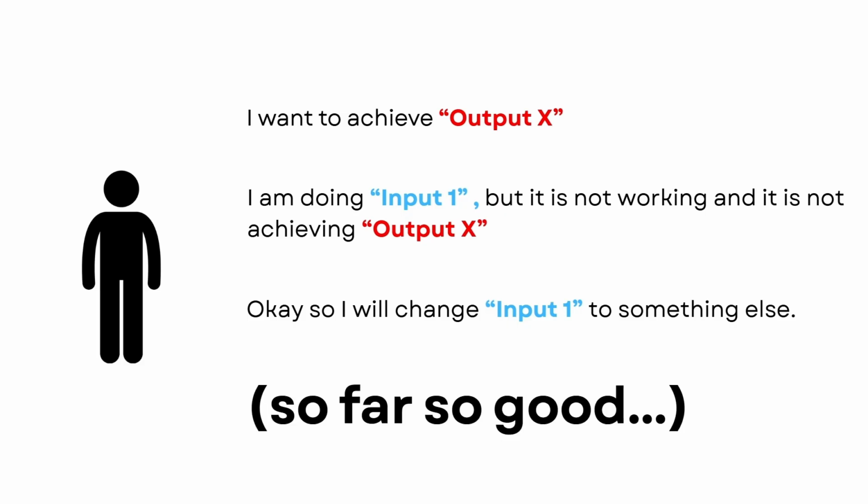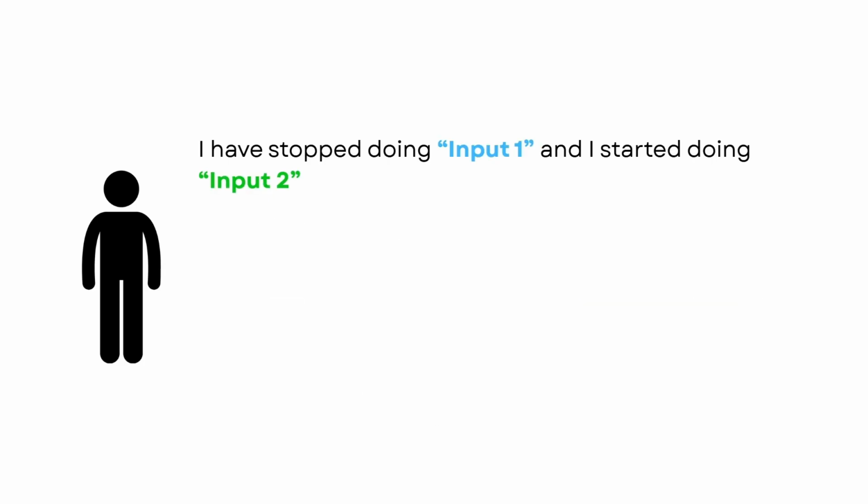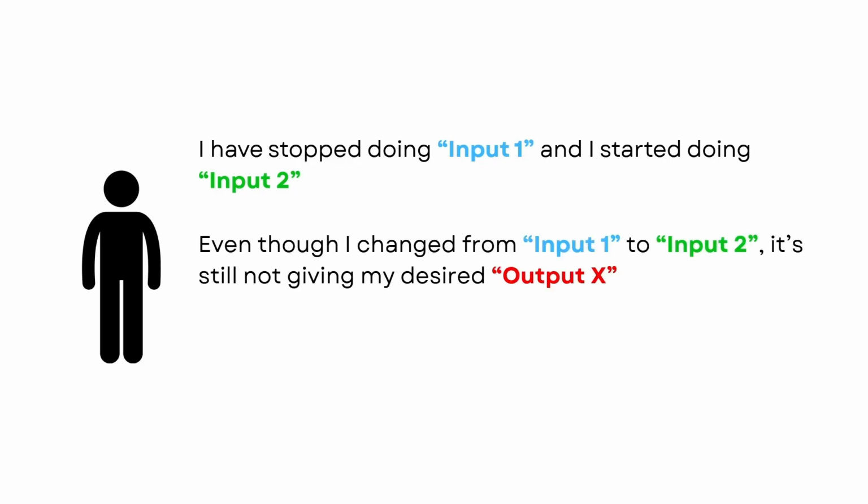So far, so good. Makes complete sense, because if you're doing something with the intent of achieving a certain result, and that something that you're doing is not working, if you don't change it, you're just going to keep getting the same result, right? So you have to change something that you're doing in order to try to change the result. Okay, so far, Bob is on the right track. So I have stopped doing input 1, and I've started doing input 2. Okay, so he's doing something different now.